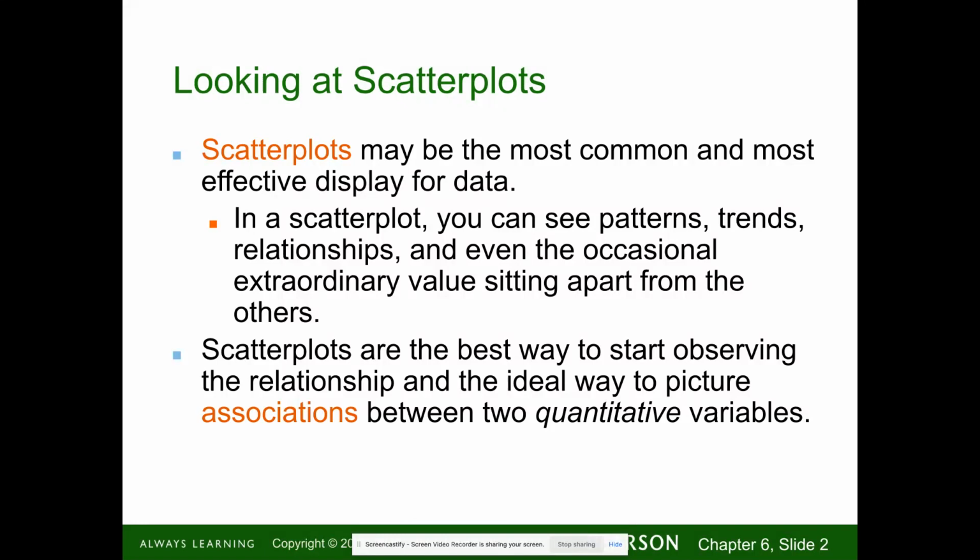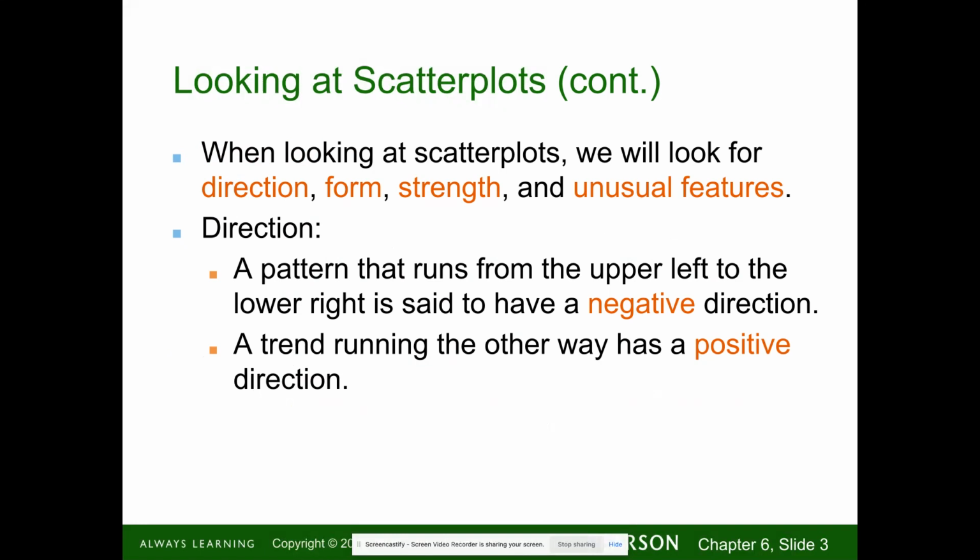Now, we're going to use very careful language on this. We can't say that one thing causes another. We can only see that there is an association between two parameters, right? There's an association between someone's height and their weight. If somebody's taller, they might weigh more. Does that make sense? All right, so when looking at scatter plots, we'll look for direction, form, strength, and unusual features.